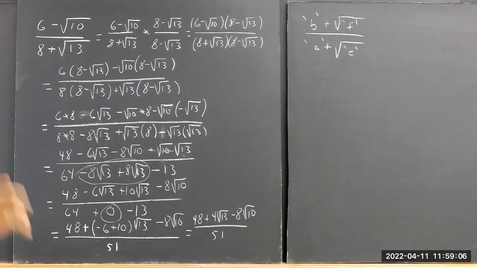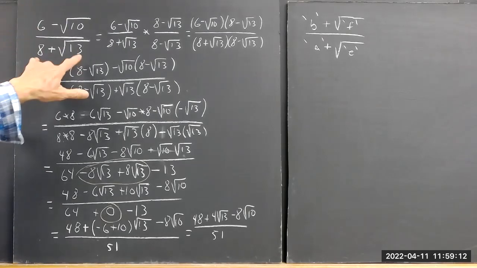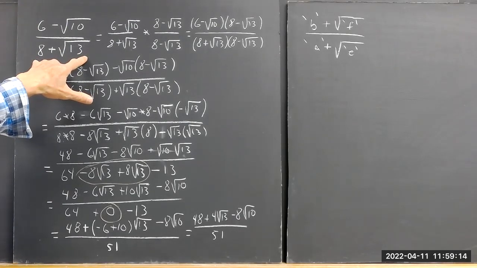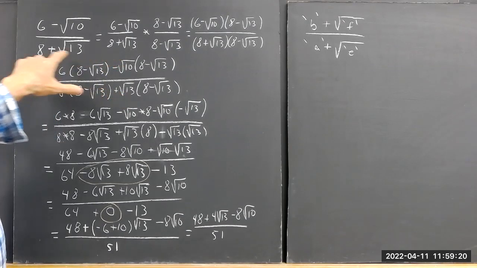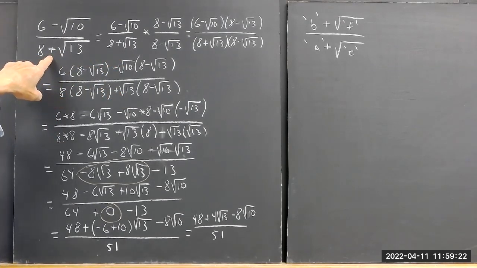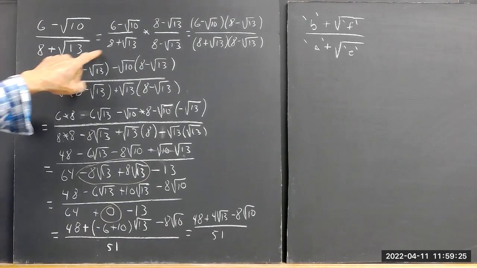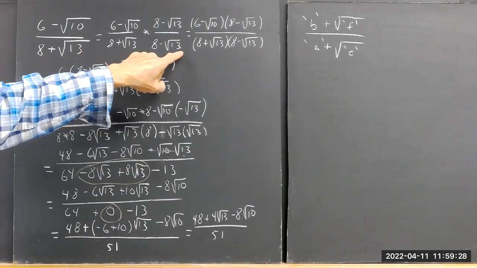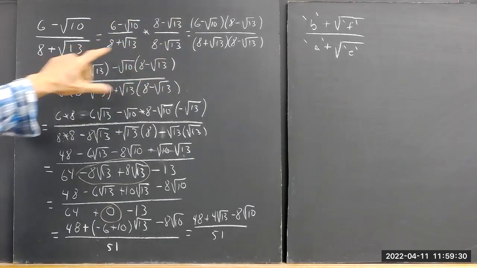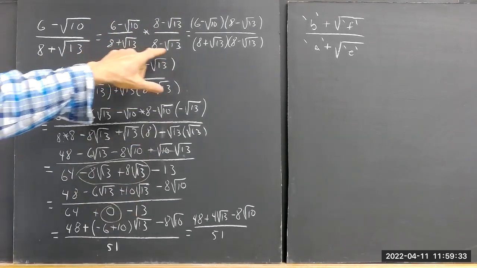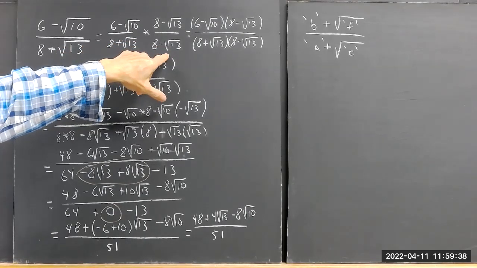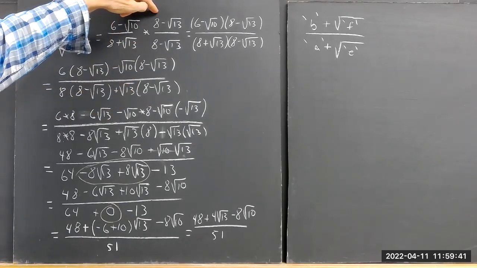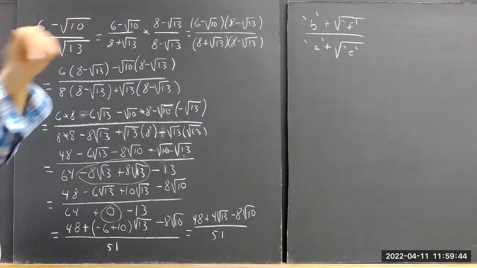I'll go through this a little faster, but I want to emphasize the same things I did before. Okay, if we have this expression, then we multiply the denominator by the sort of opposite expression. Instead of 8 plus the square root of 13, we want to multiply by 8 minus the square root of 13. If we multiply the denominator by 8 minus the square root of 13, we change the value of the expression unless we also multiply the numerator by 8 minus the square root of 13.